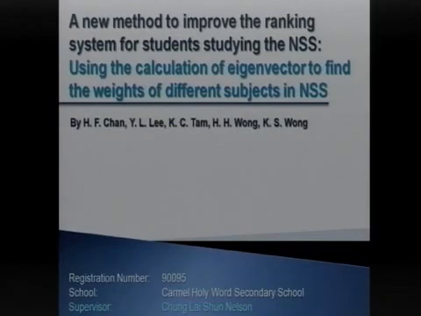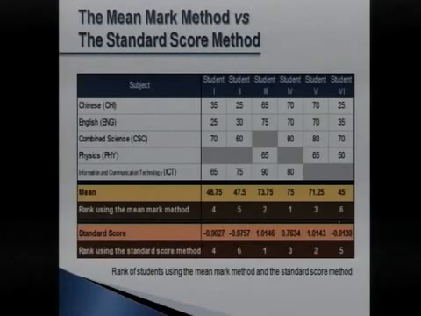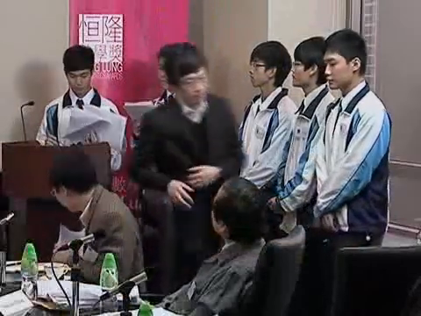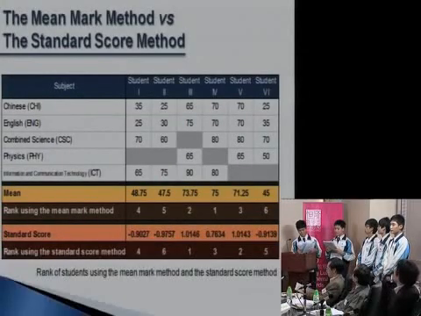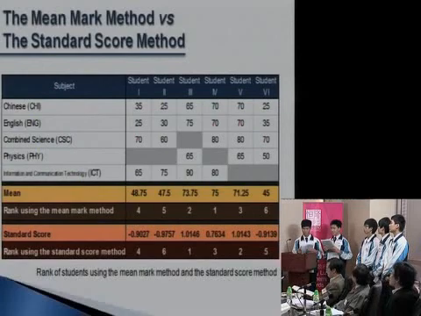Nowadays, schools in Hong Kong usually rank their students by the mean mark method or the standard score method as shown. However, we think these two methods are insufficient. Thereby, we are going to introduce a new method in our research.